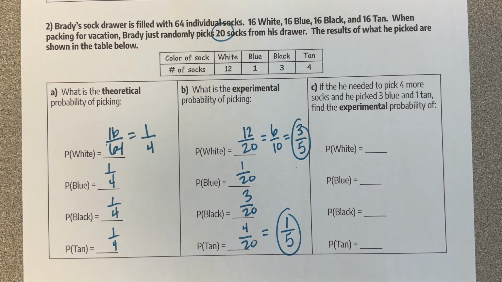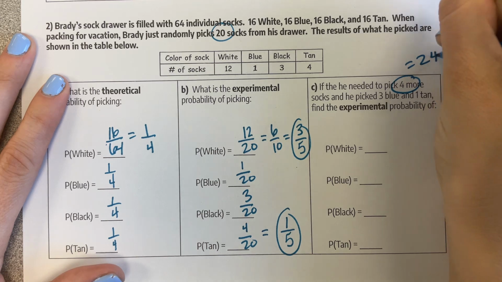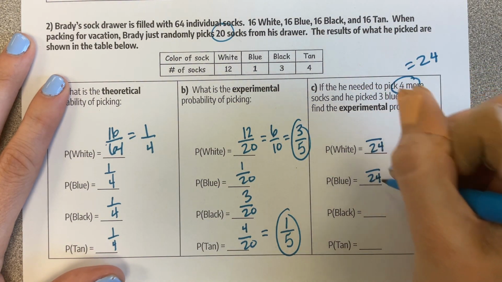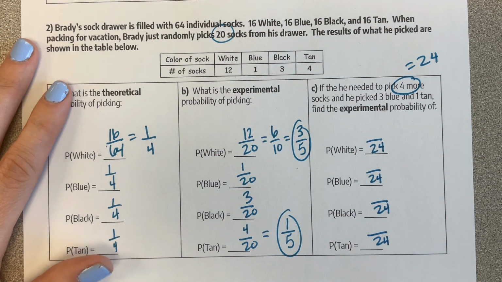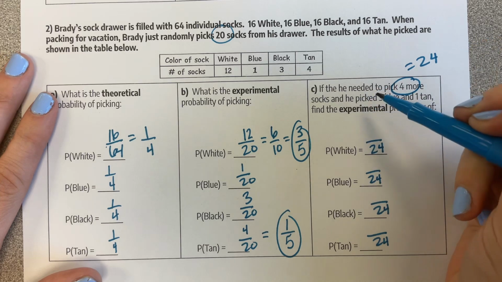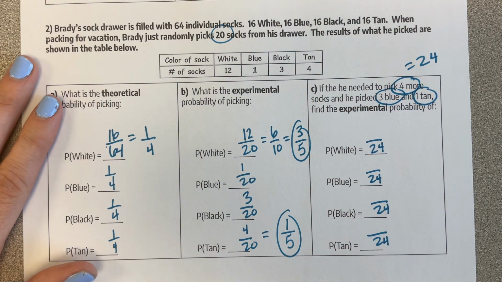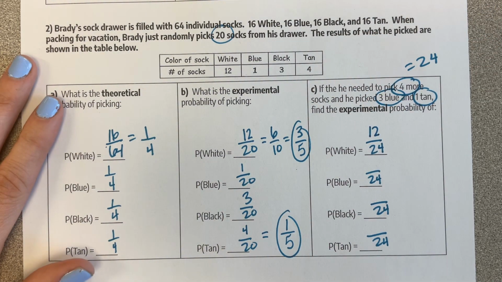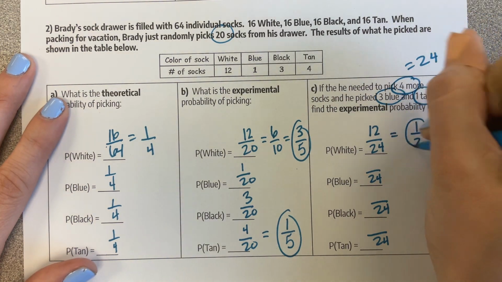For C, if he needed to pick 4 more socks, so from 20 plus 4 more, now we have a total of 24. So the total for each of these should be out of 24. For white, well, let's look at this. It says he picked 3 blue and 1 tan. So did he pick any more white? No. So our white is still going to stay 12. The difference is it's 12 out of 24 instead of 12 out of 20. When we simplify that, we get 1/2.